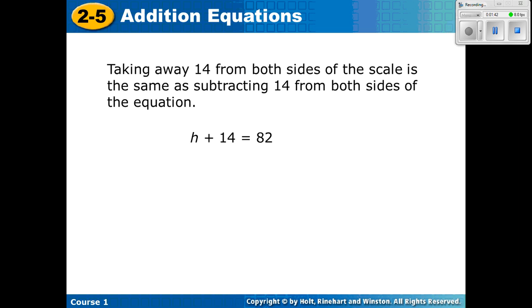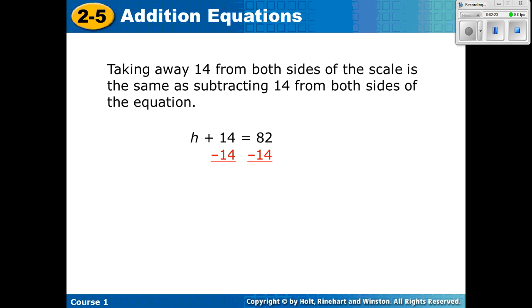But we'll go through it step by step. So let's look at this problem here. h plus 14 is equal to 82. First, we want to get the h all by itself because that is our variable. That is the part that we do not know, but we want to know how much that h is worth. So we're going to subtract 14 from both sides. Because the golden rule for algebra, I think, is whatever you do to one side, you do to the other side. So if you subtract 14 from the left side of the equal sign, you're going to subtract 14 from the right side of the equal sign.